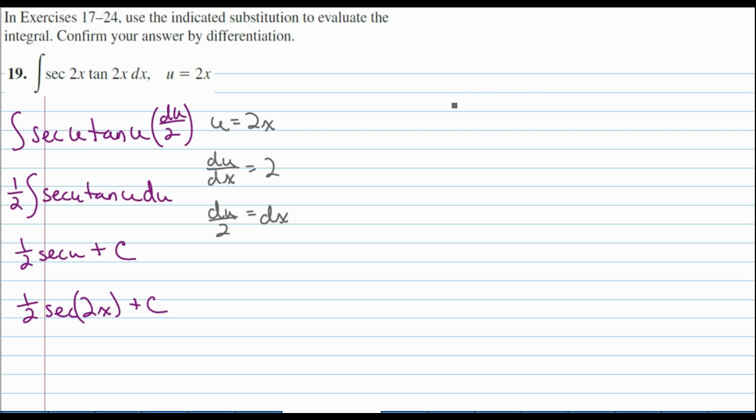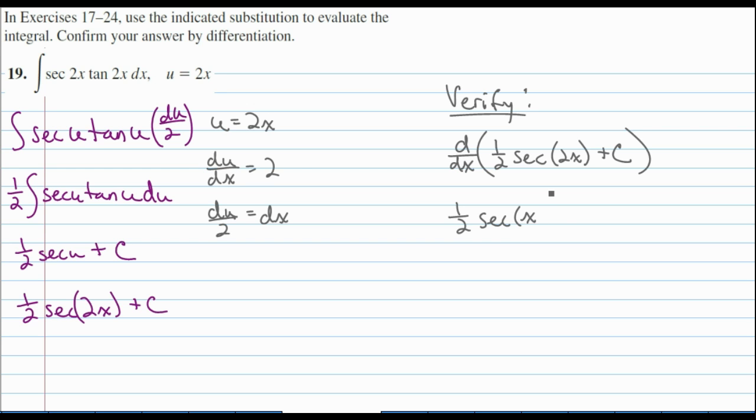So let's verify. I'm going to take the derivative of my answer and see if it ends up to be my integrand. Alright, so the derivative of 1/2 secant of 2x, well, the 1/2 stays there, but the derivative of secant u is secant u tangent u times the derivative of u, so the derivative of 2x is just 2, and then plus the derivative of c, which is 0. My 2 and 1/2 will cancel out, so I end up with secant of 2x tangent of 2x, which is in fact my integrand.